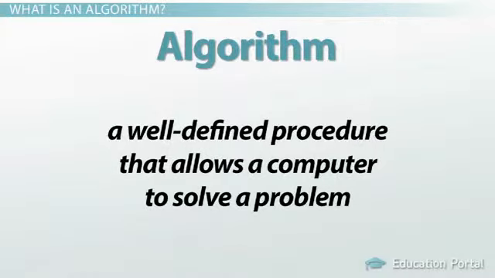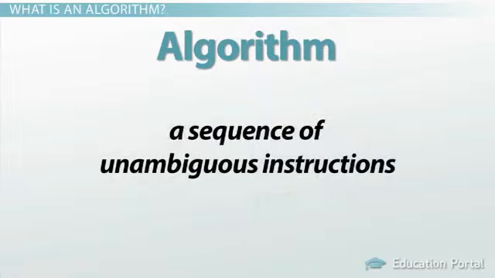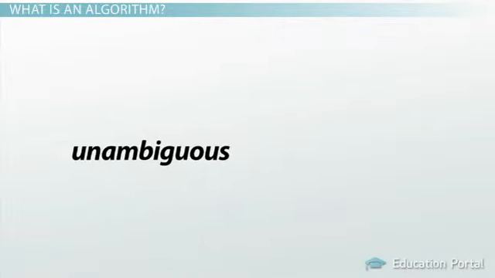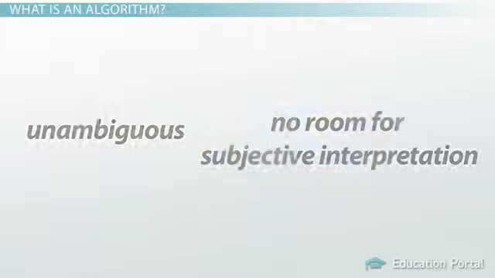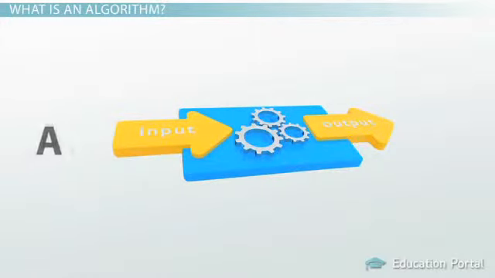An algorithm is a well-defined procedure that allows a computer to solve a problem. Another way to describe an algorithm is a sequence of unambiguous instructions. The use of the term unambiguous indicates that there is no room for subjective interpretation. Every time you ask your computer to carry out the same algorithm, it will do it in exactly the same manner with the exact same result.